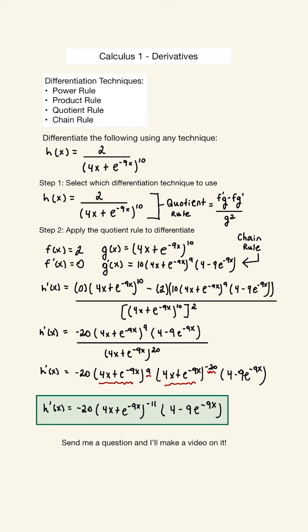And so that's what we'll do to further simplify this expression and get our solution, which is h prime of x is equal to negative 20 multiplied by (4x plus e to the negative 9x) to the negative 11th power, multiplied by (4 minus 9 e to the negative 9x).